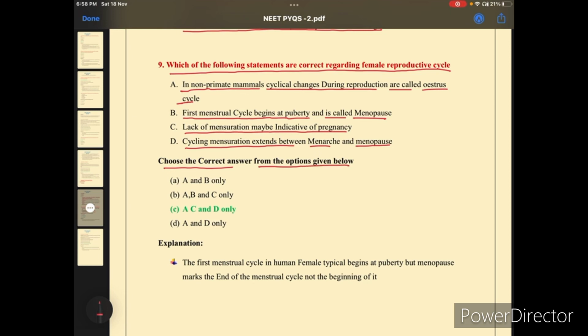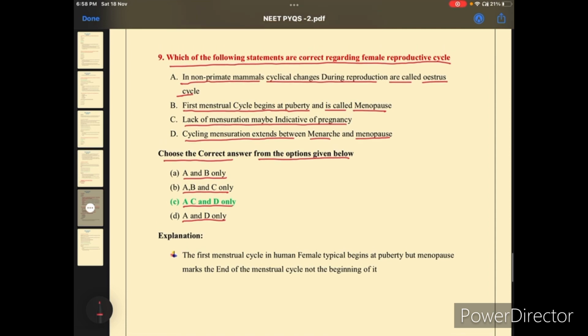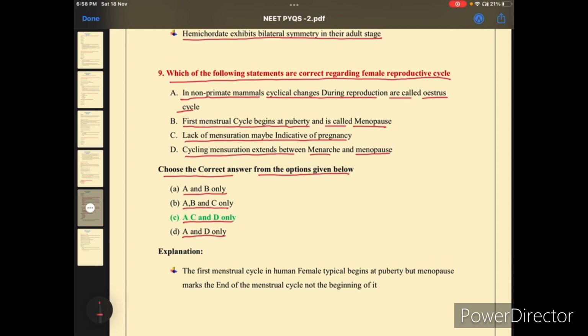Option A, A and B only. Option B, A, B, C only. Option C, A, C and D only. Option D, A, D only. The statements that are not correct regarding the female reproductive cycle: the answer is A, C, D.